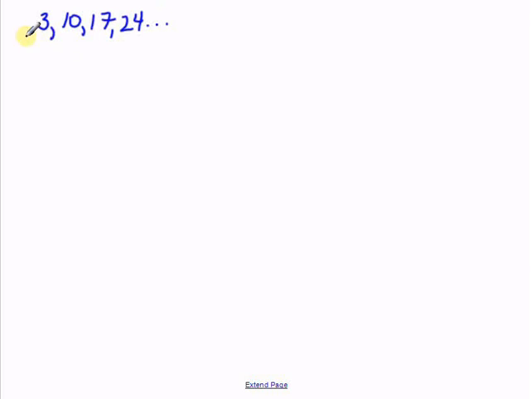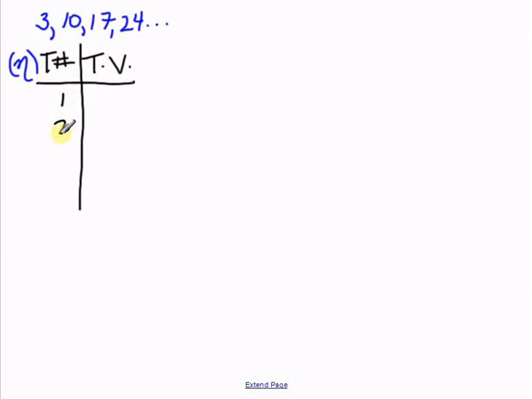So like always, we're going to take our pattern and organize it into a chart: term number, term value. And I remember from previous ones that my n, when I make an expression, is going to come from the term number. So I'm just going to add that here. First, second, third, and fourth numbers have been given to me. They are 3, 10, 17, and 24.